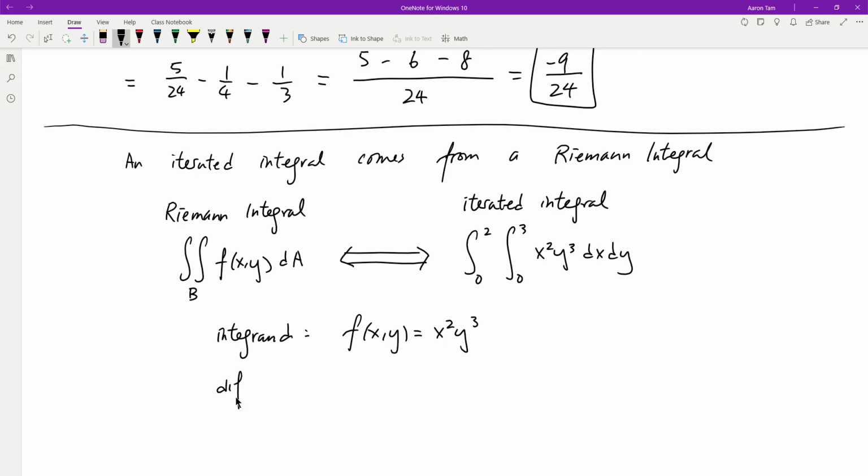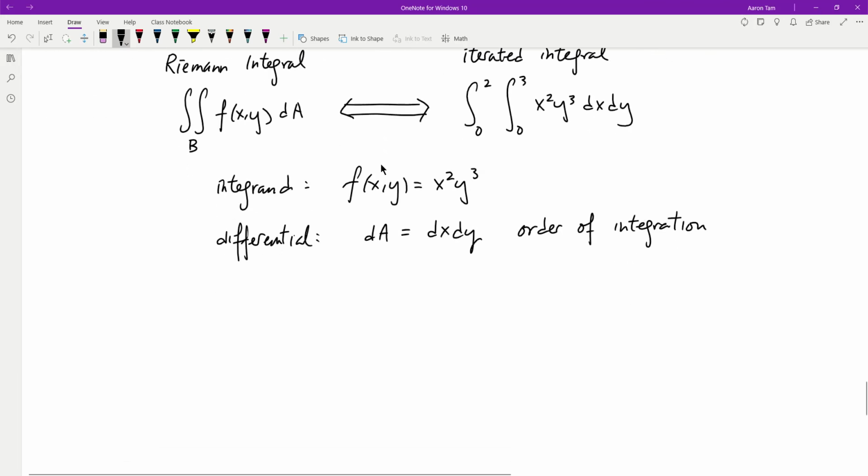Two, I also noticed the connection between the differentials, which in this case, I can see that dA actually equals dx dy. And remember, this basically defines what we call an order of integration.